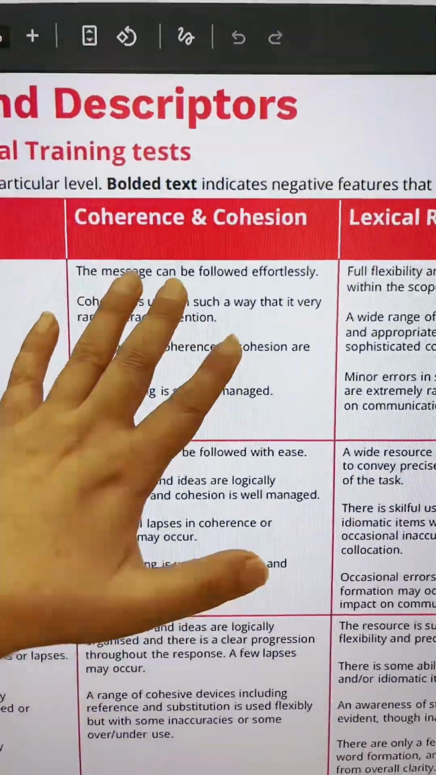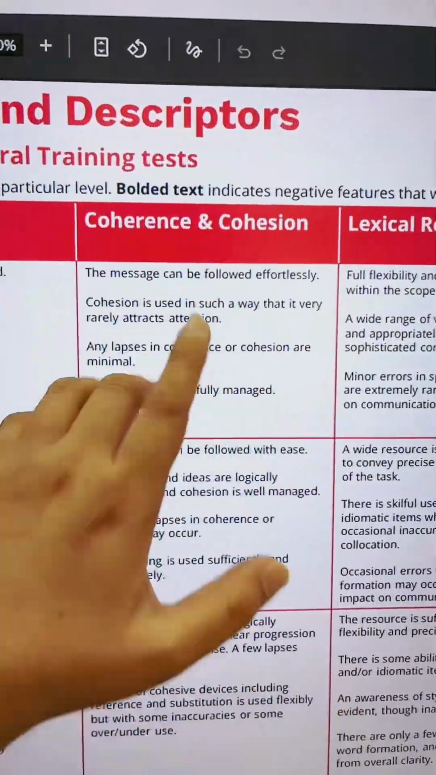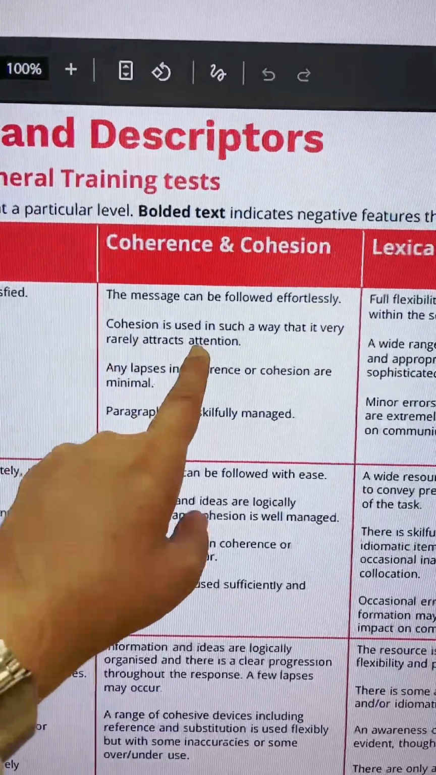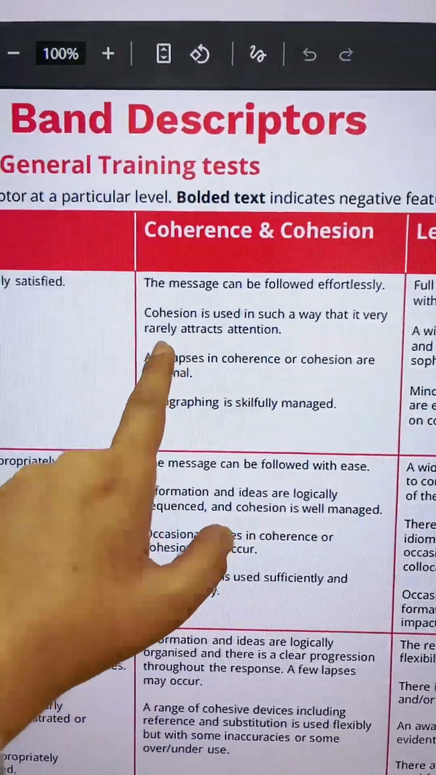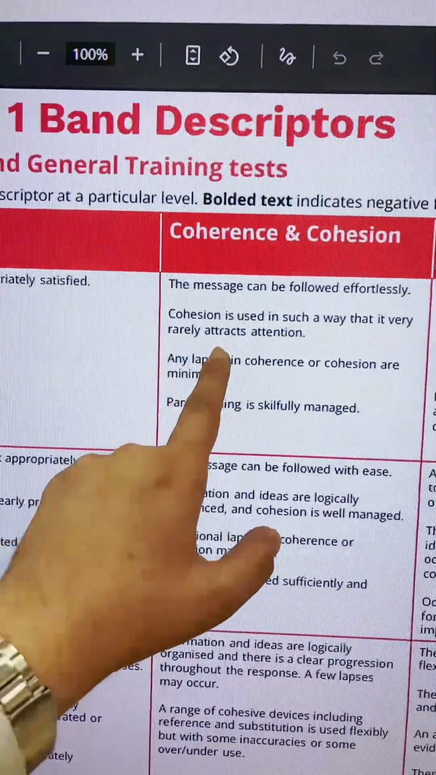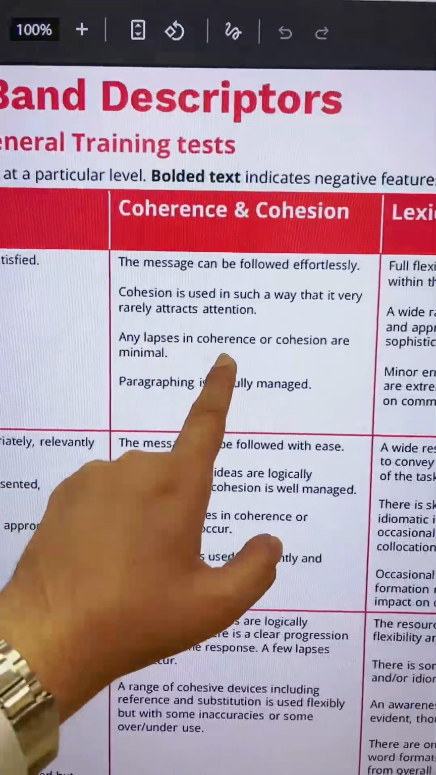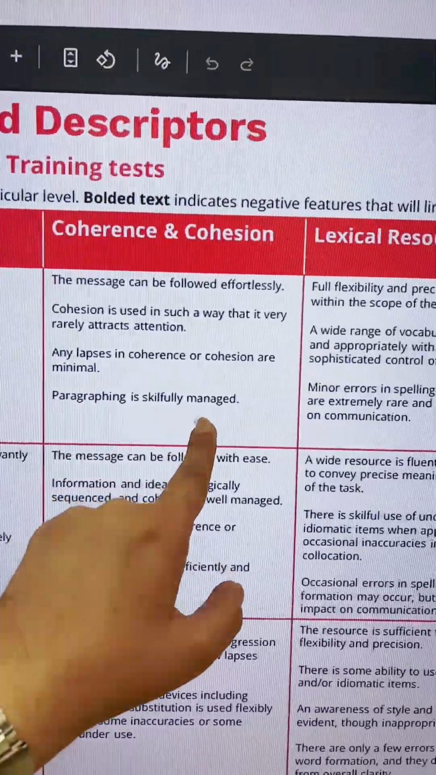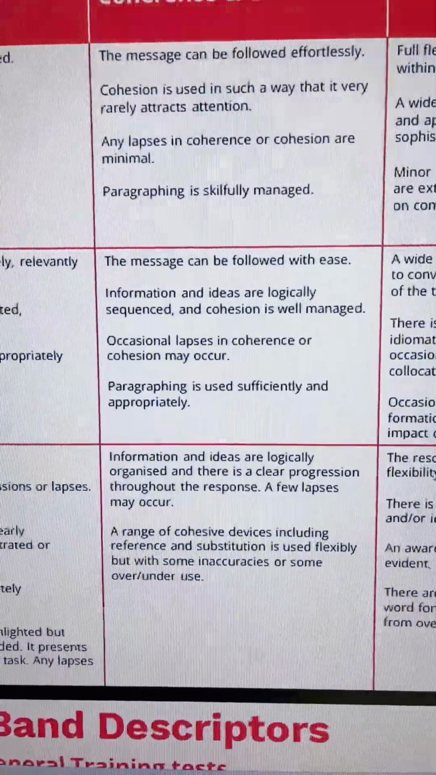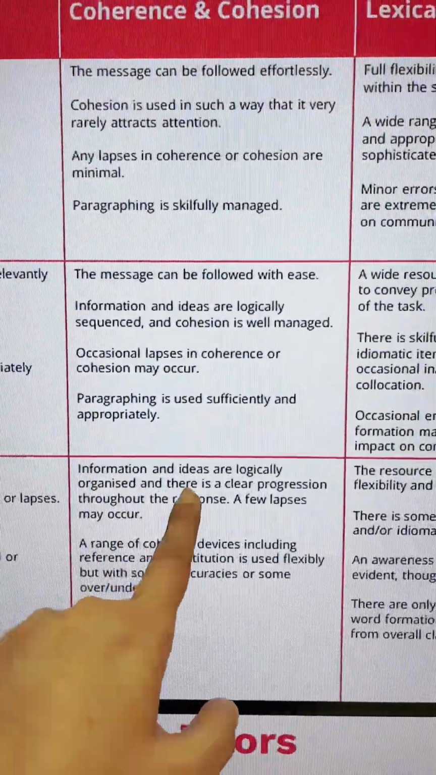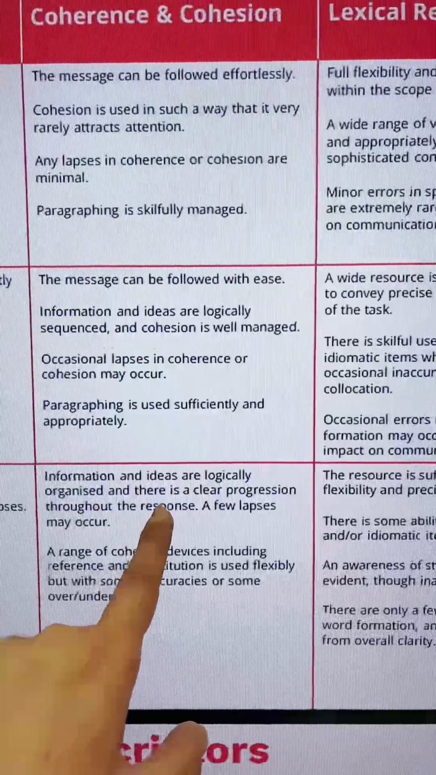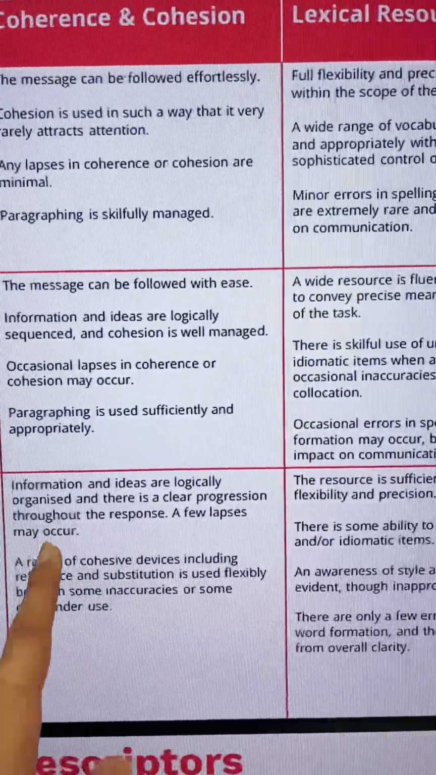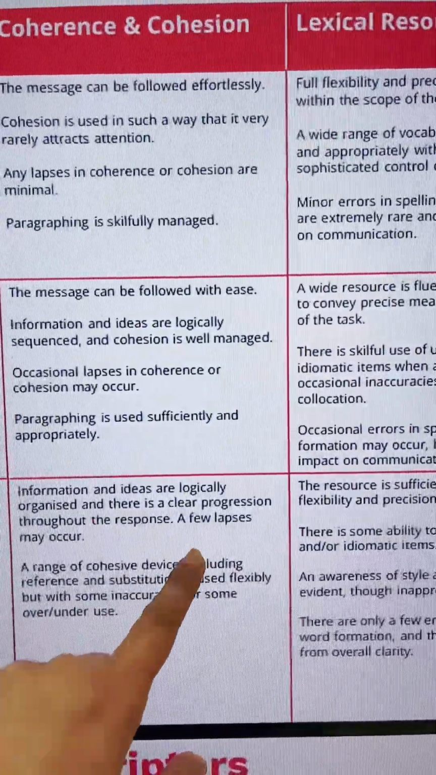Now we will come towards coherence and cohesion. The message can be followed effortlessly. Cohesion is used in such a way that it very rarely attracts attention. Any lapses in coherence or cohesion are minimal. Paragraphing is skillfully managed. Just compare it with band 7. Information and ideas are logically organized, and there is a clear progression throughout the response. A few lapses may occur. Here you can see a few lapses may occur.